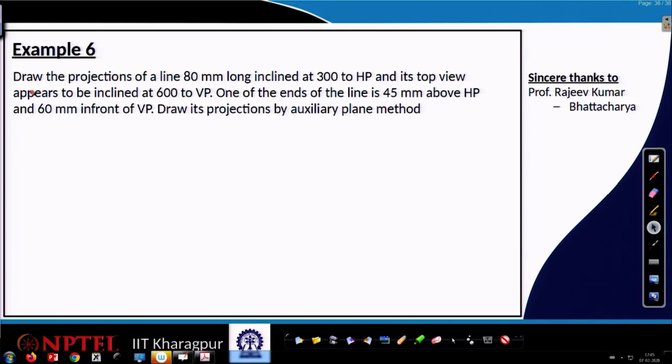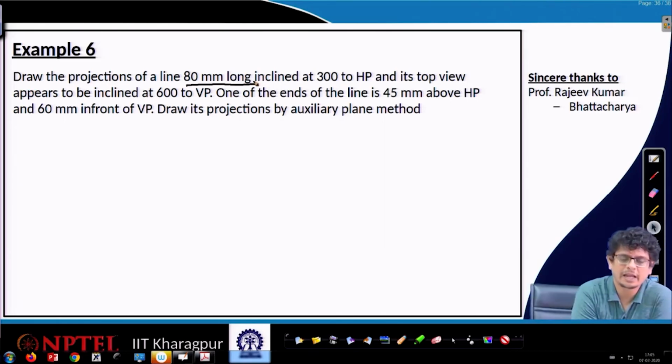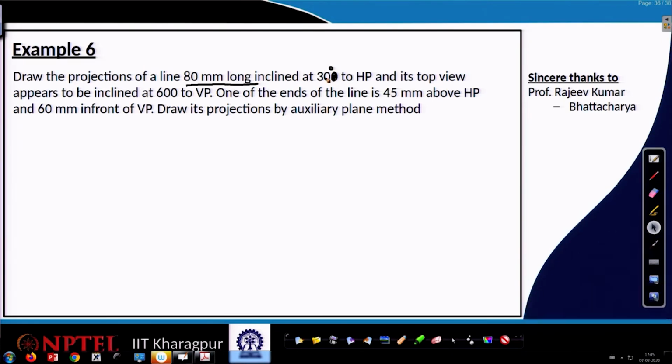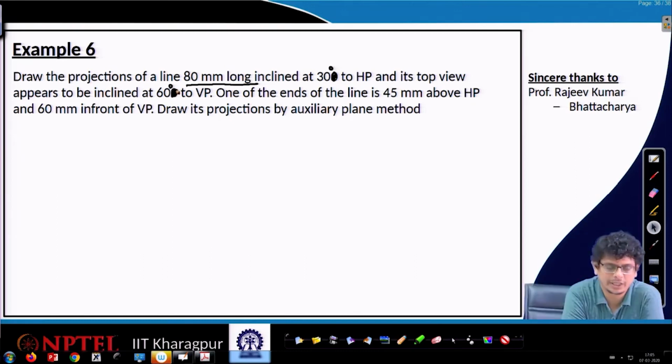Draw the projections of a line 80 mm long, inclined at 30 degrees to the horizontal plane, and its top view appears to be inclined at 60 degrees to the vertical plane. One of the ends of the line is 45 mm above the horizontal plane. So, in which direction will we see this 45 mm above HP? If we are projecting this point onto the vertical plane, we will see this 45 mm and 60 mm in front of the vertical plane. Draw its projections by the auxiliary plane method.